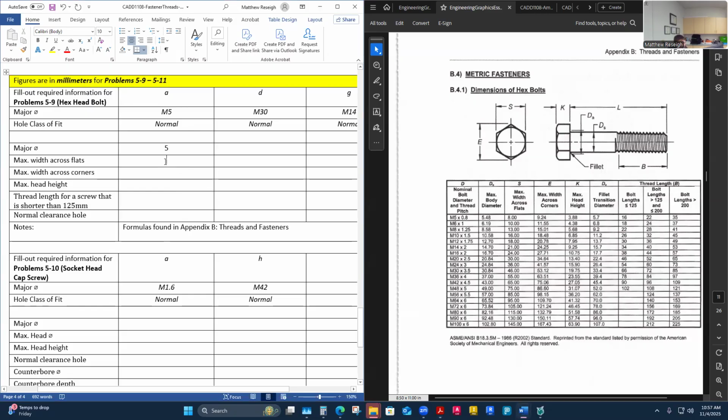Across the flats is 8. That's just 8 millimeters. Sure, you could put a 0.800, whatever's called out in the chart, or just 8 is fine. Max width across the corners is the E dimension for M5. E is 9.24, so I guess I'll carry 2 decimals for that. The max head height, that's K. So I like that this one just gives me it's 3.88.